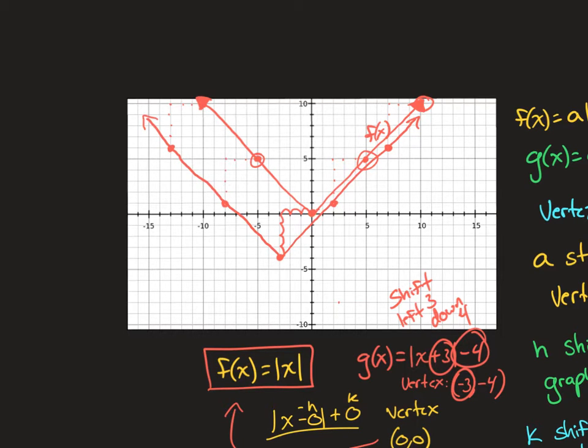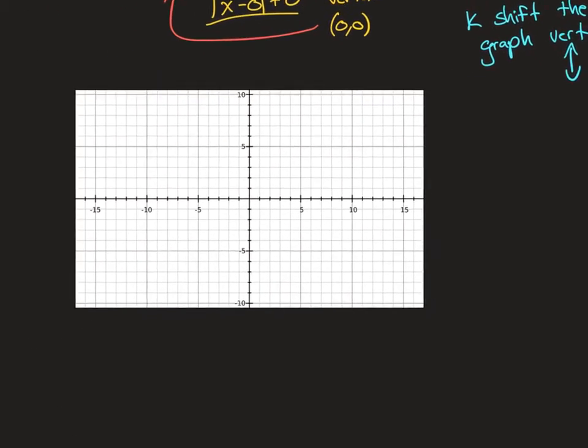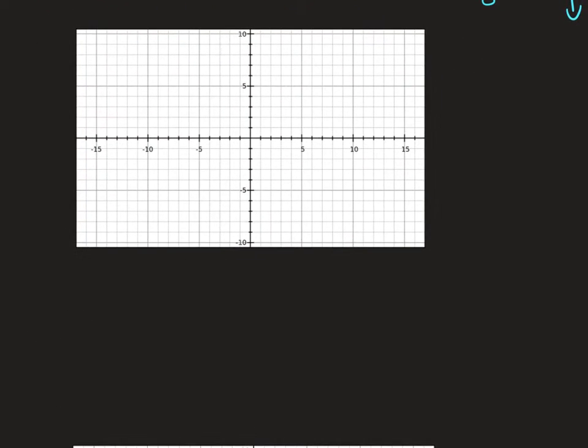Just like that. So the whole graph shifts to the left 3 and down 4. That's what the transformation does. Let's look at a quadratic. First we'll start with f of x equals x squared.